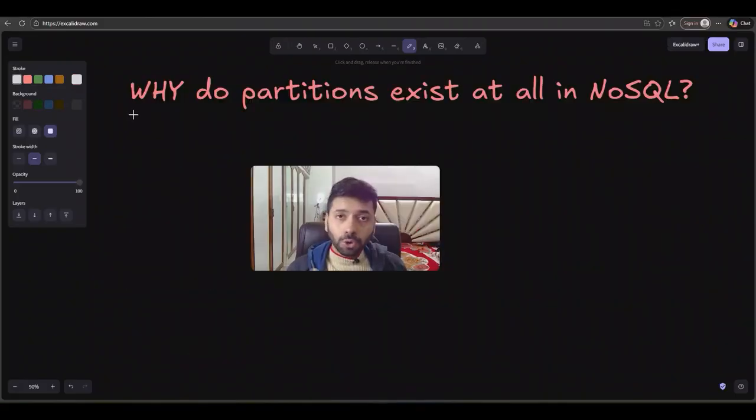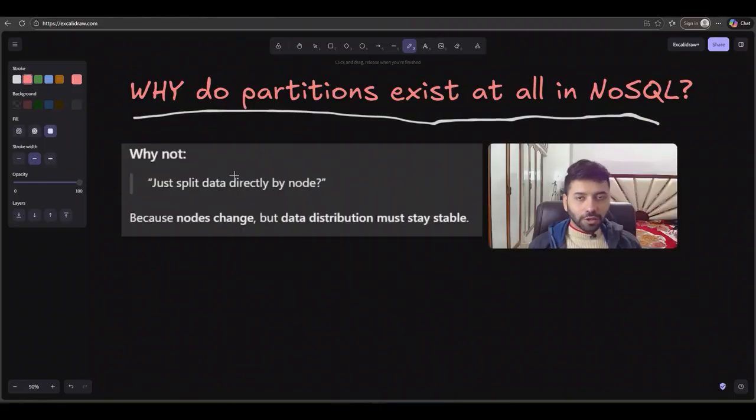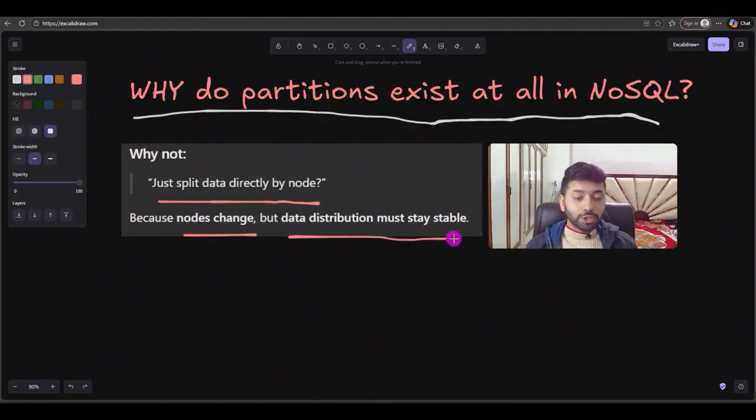Alright, because we have talked about nodes and partitions, the next question that comes to mind is, why do partitions exist at all in NoSQL? Why do we have a concept like partition in NoSQL? We mentioned the concept of nodes, so why not just split the data directly by node? The reason is that nodes change, and if we split the data by nodes, then there would be instability. We want data distribution to be stable.